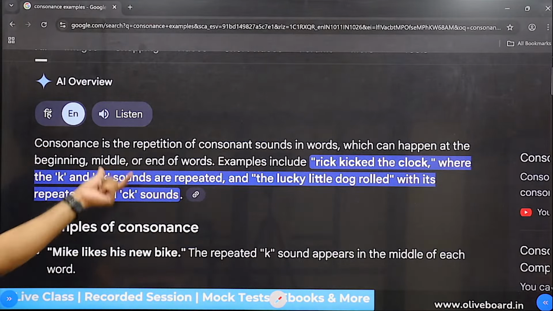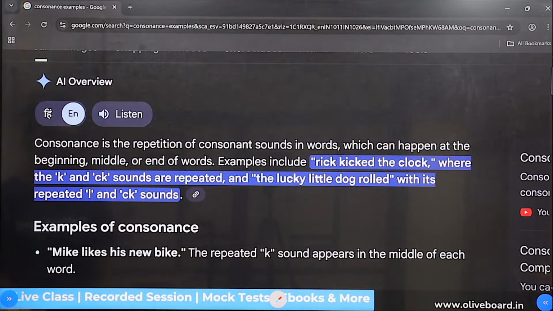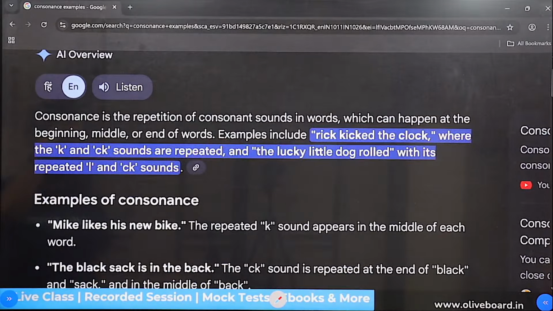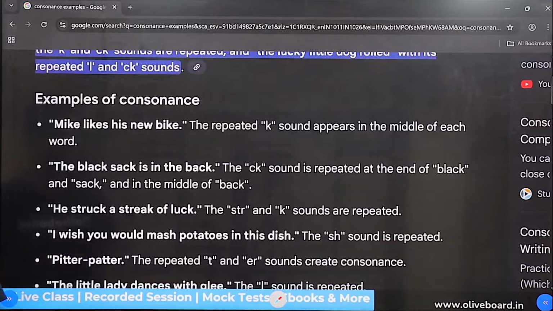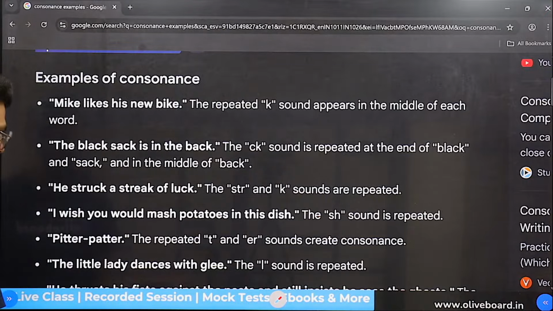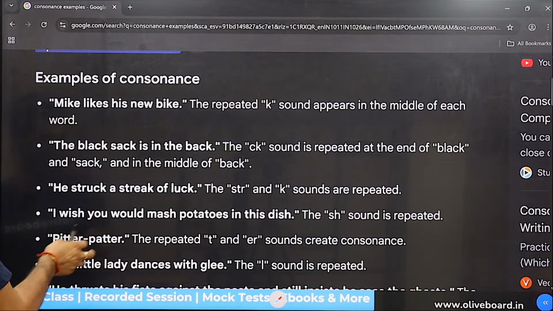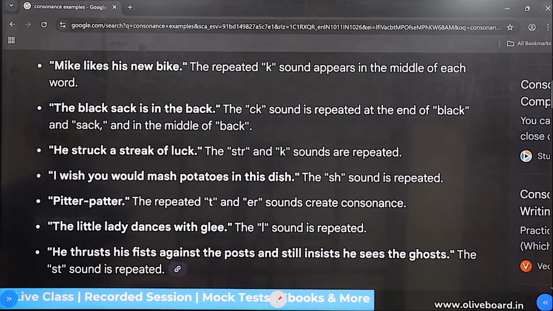K, K are repeated. The lucky little dog rolled. L and K sounds. Mike likes new bike. K repetition. Black sack is in the back. K sound. Struck streak of luck. Str, K sounds are repeated. I wish you would mash potatoes in this dish. The sh sound is repeated.